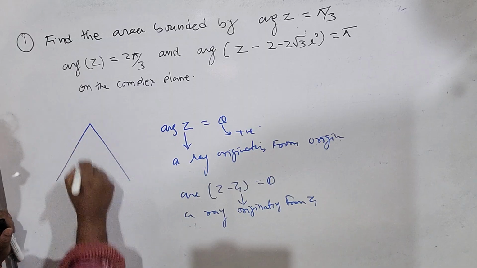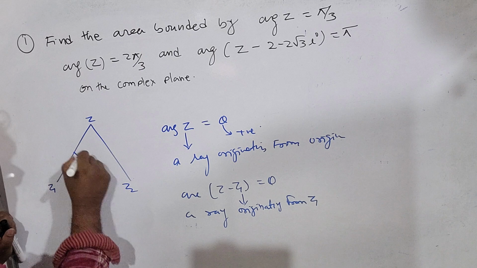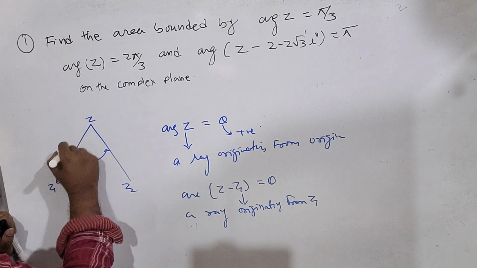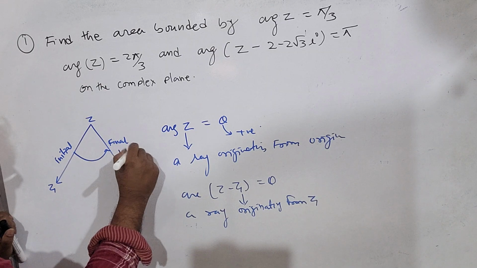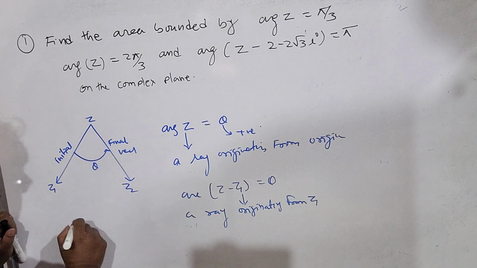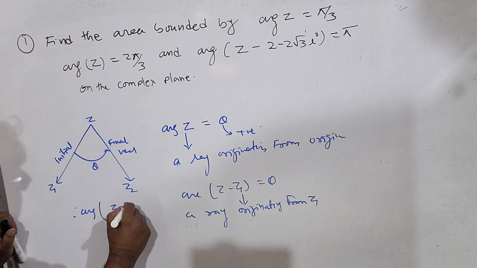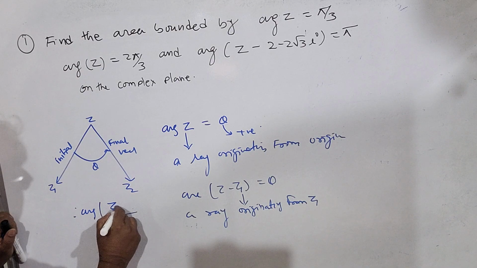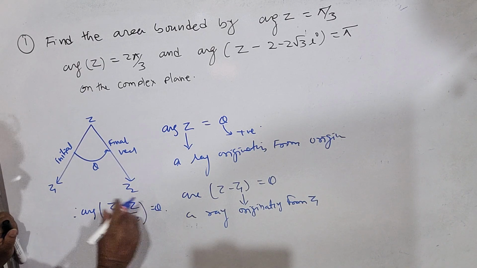See, this is z, z1 and z2. If I rotate this, this is your initial vector, and this is your final vector, correct? So this angle theta is given by the argument of the final vector divided by the initial vector, that is z minus z2 divided by z1 minus z, which is equal to theta.